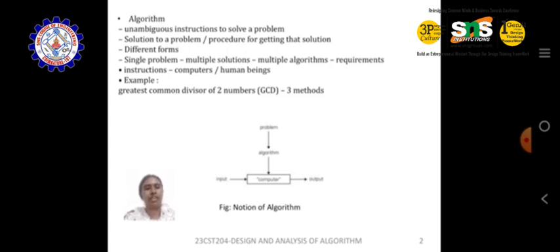Just like a recipe guides you through cooking a dish, an algorithm guides a computer or a program to complete a task, whether it is sorting data, searching for information, or performing calculations. An algorithm can be simple, like adding two numbers, or very complex, like sorting millions of records in a database. They form the foundation of all computer programs and can be designed for various types of operations depending on the problem at hand. Seeing the notion of an algorithm figure, for every problem we must design the algorithm.